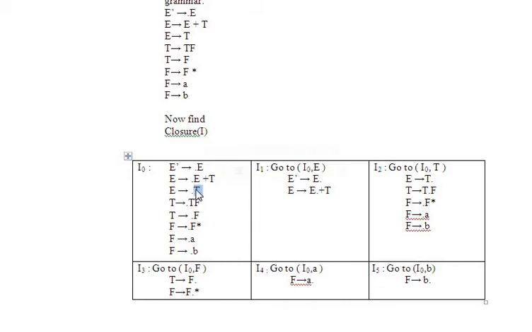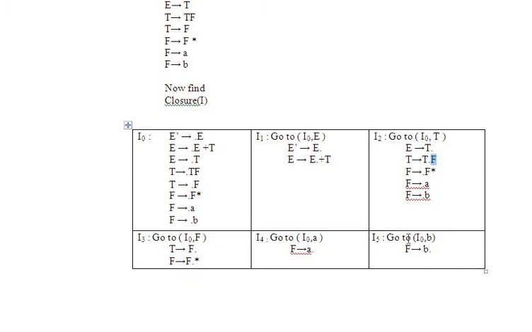E gives T dot. Then the second production for T: T gives T dot F. Here after the dot you have non-terminal F, so write all the productions of that non-terminal. F gives dot F star, F gives dot A, and F gives dot B. Write all the productions of this non-terminal and put dot before all the productions.